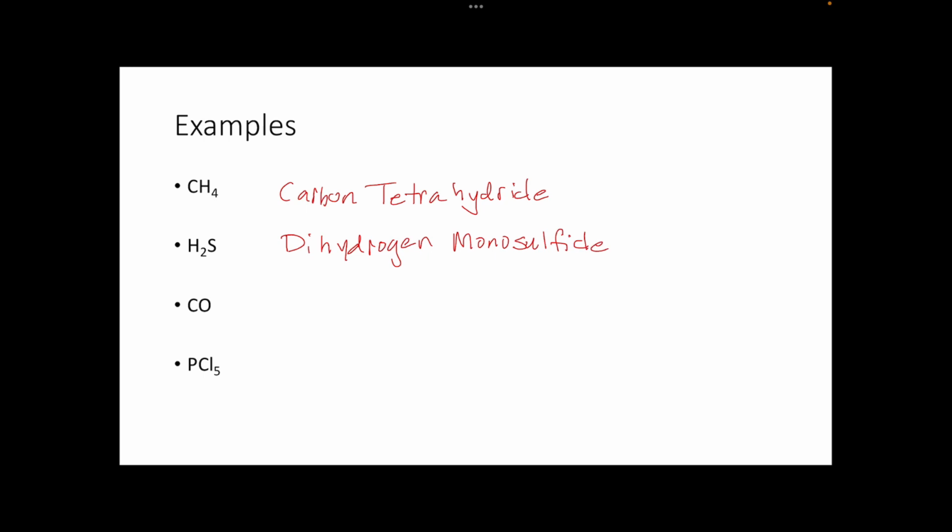All right, the next one, carbon. Once again, there's just 1, so we can just say carbon monoxide, since there's 1 oxygen. Then last, we have phosphorus. And we have 5, so the prefix for 5 is penta, and chloride.